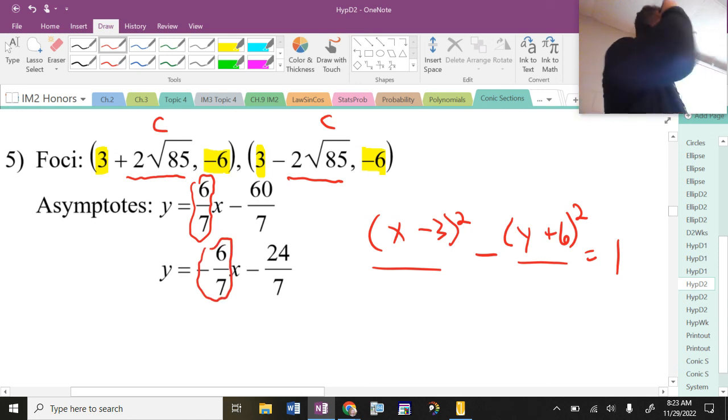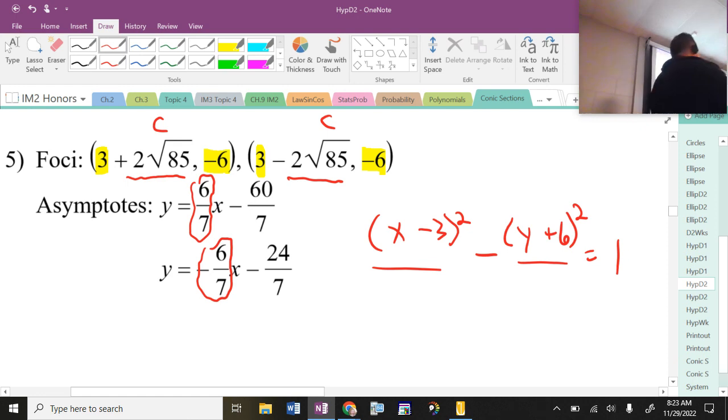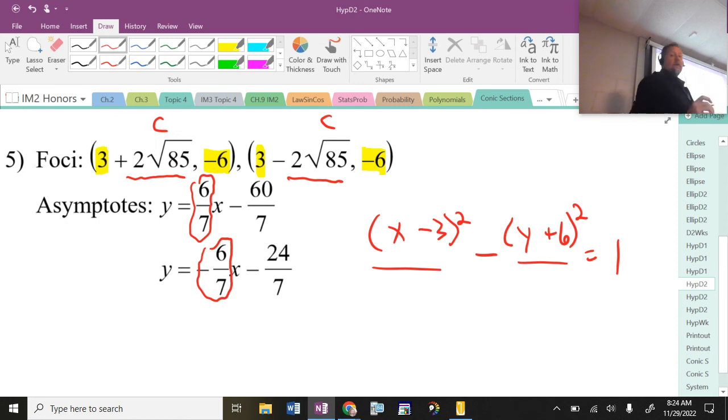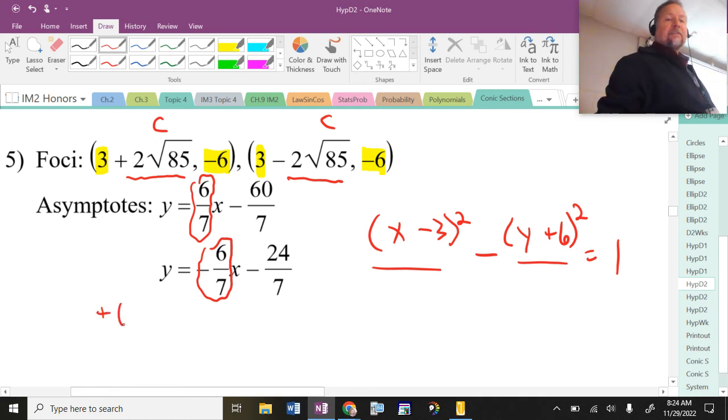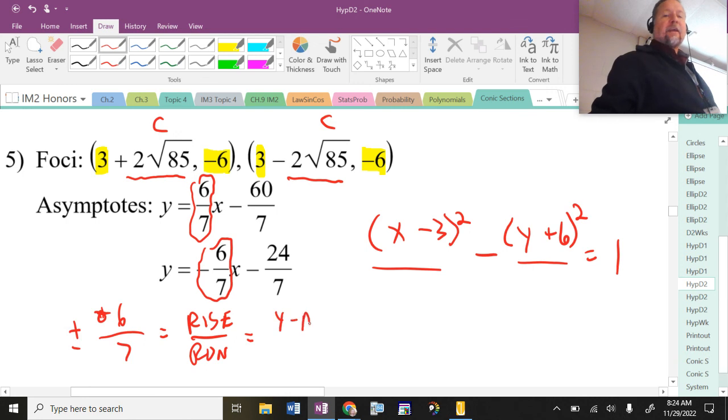And then I have to do something weird here. This is a really high level, high end question. Remember what I told you its slope is. What are the two R's? Rise over run. Plus or minus 6/7 equals rise over run, which, back to my notes, equals y-axis radius over x-axis radius.